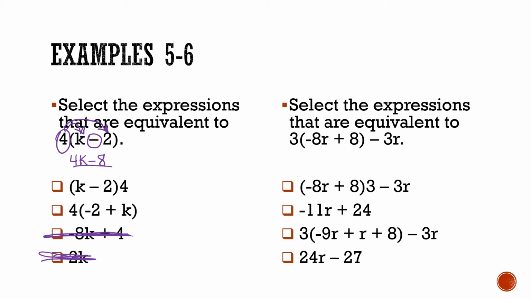Okay, we need to check these other two. So the 4 is written here in the back, but we still distribute it to each term inside. So 4 times k is 4k, minus 4 times 2, which is 8. So that one is the same. In this second one, 4 times negative 2 is negative 8, plus 4 times k is 4k. And we've talked about the fact that we can rewrite 4k minus 8 as negative 8 plus 4k. So it will be the first two answer choices.